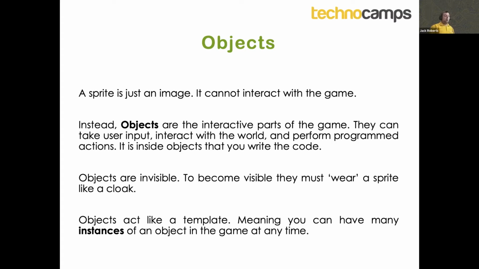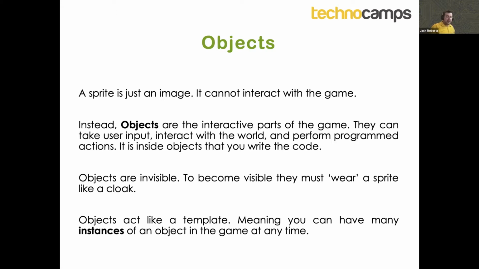Something to remember about objects, though, is they are like a template. That means you can have many instances of an object in the game at a time. So if I wanted to create a wall, I don't have a wall 1 object, wall 2, wall 3, wall 4, wall 5. Instead, I have one wall object and then multiple instances of that wall. That should become clear when we have a look at doing that later.